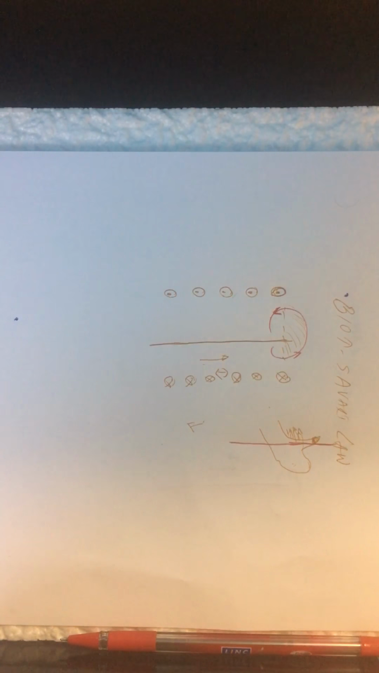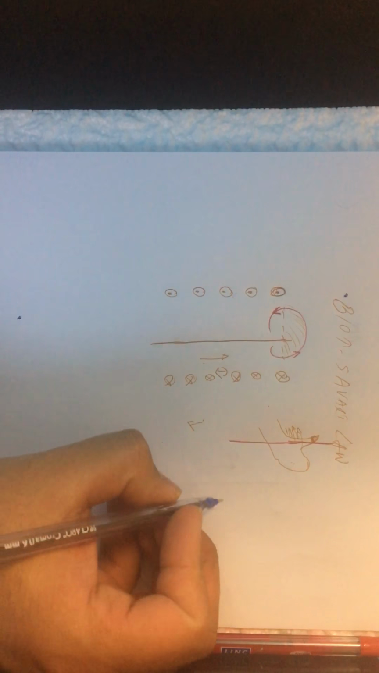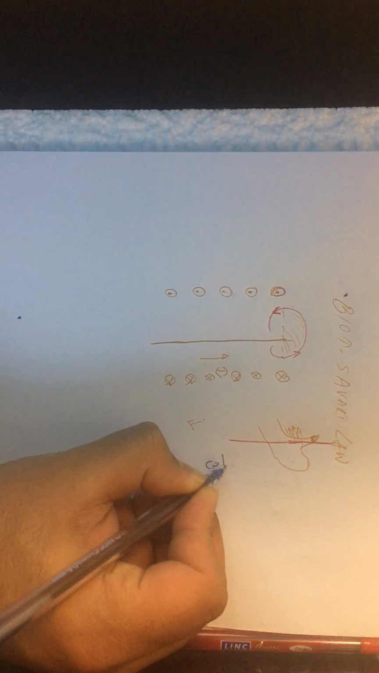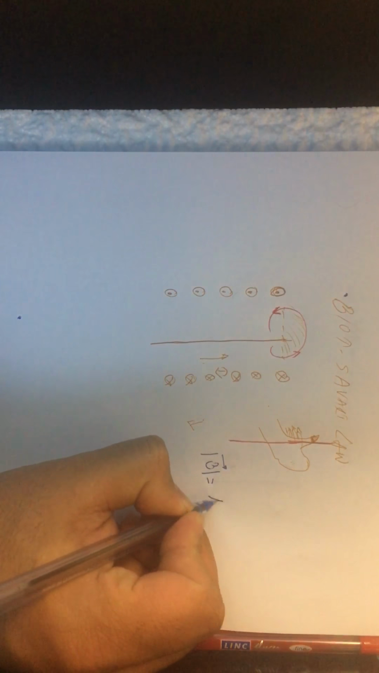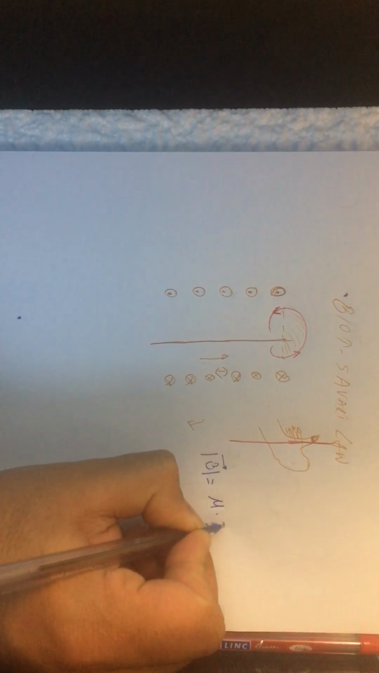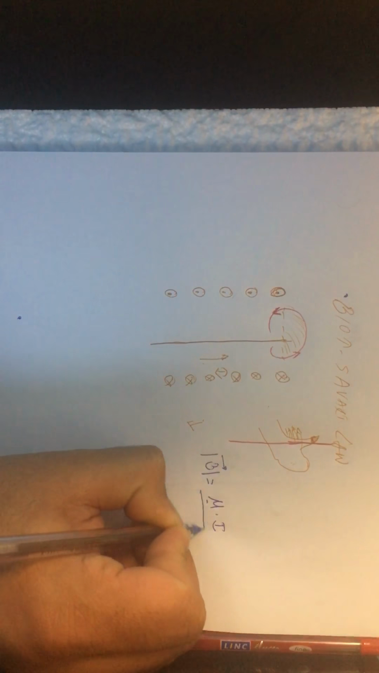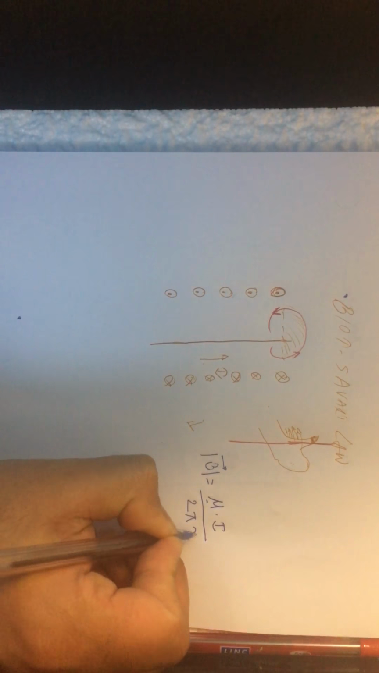Now, apart from this, I don't want to make a derivation using integrations and cross and dot products. Rather, I will prefer to give you a shortcut method where you take magnetic field, B, equal to mu, which is some constant, times I, the current, divided by 2 pi r.